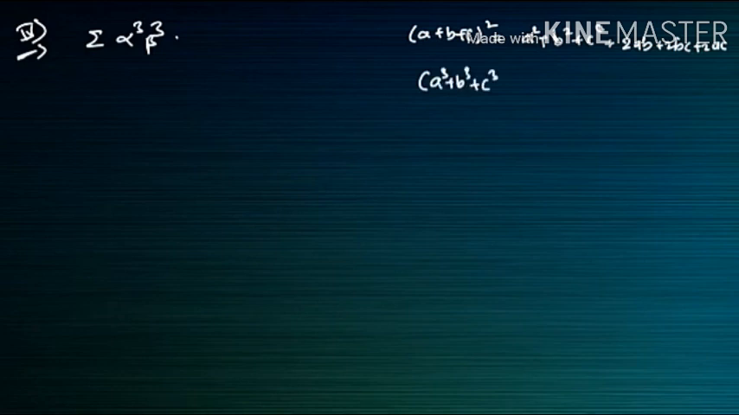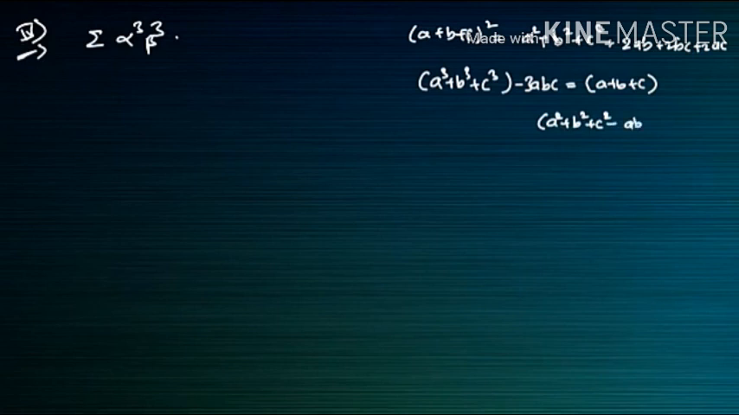So here is another formula: a cube plus b cube plus c cube minus 3abc is equal to, so what we can write here, a plus b plus c into a square plus b square plus c square minus ab, and here we can write minus bc and minus ca. So these two formulas we are going to use in this problem, so we will get the answer here.